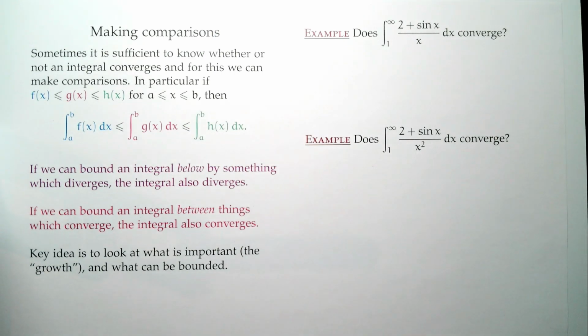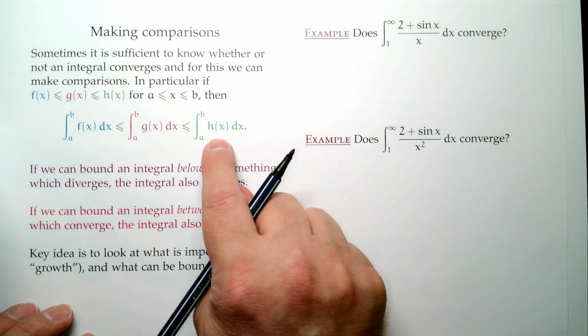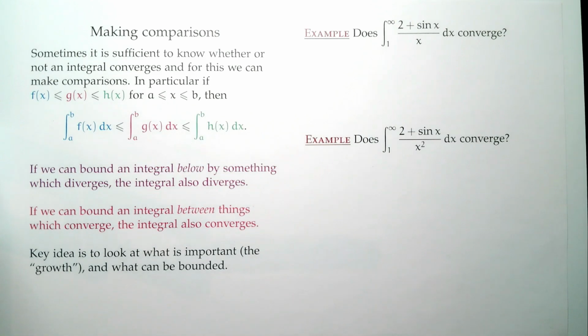Well, maybe we're saying, look, I want to show something diverges, but it's hard for me to figure out what the antiderivative is. I can say, look, if I want to show something diverges, if I can show something below it diverges, I also have to diverge. So, in other words, if something underneath me is arbitrarily large, I have to also be arbitrarily large.